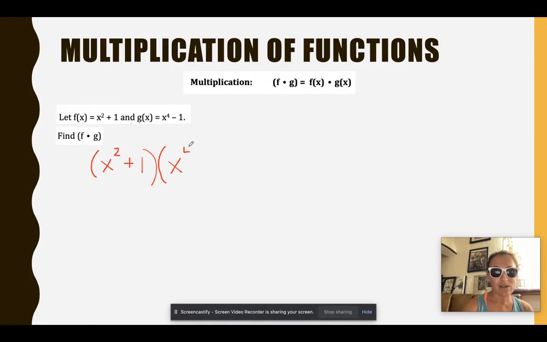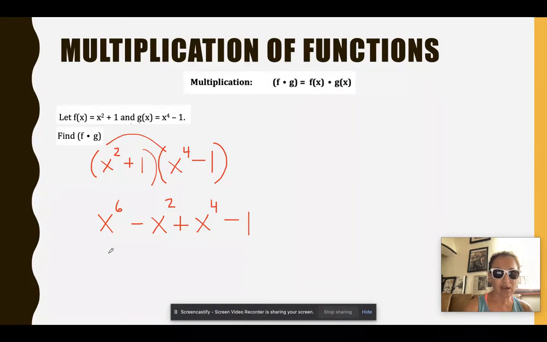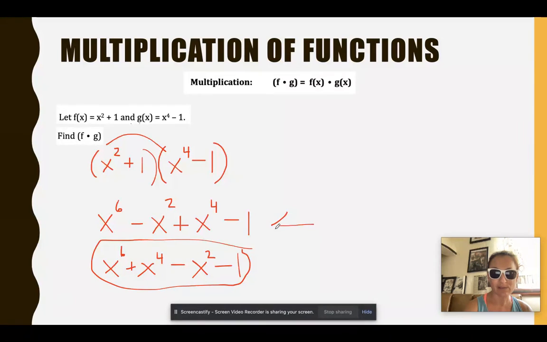Now, these are both binomials, so what that means, of course, is we're going to do a double distribution, or FOIL. It's going to be x squared times the x to the fourth, which is x to the 6, of course, and then minus x squared, and then a plus x to the fourth, and then 1 times negative 1 is minus 1. The only thing I would do here is rewrite it so that it's in descending order, meaning the highest exponent and then the next highest exponent. But it's not wrong to leave it this way because I didn't really specify.